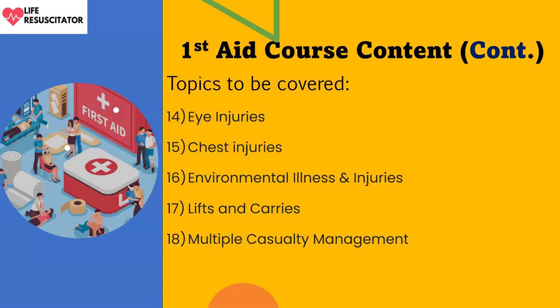Environmental related illnesses and injuries. So we're going to look at some of the emergencies that can come from the environment: hypothermia, frostbite. We're also going to look at heat cramps, heat exhaustion, heat stroke, and more importantly, what should be done in case any of these emergencies happen to anybody. How do we respond to them?